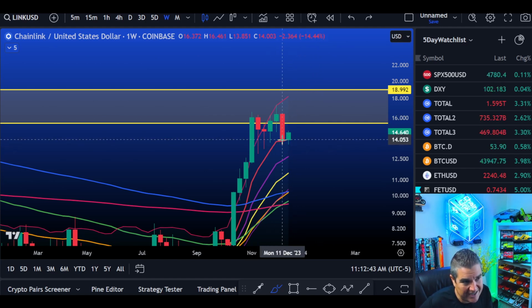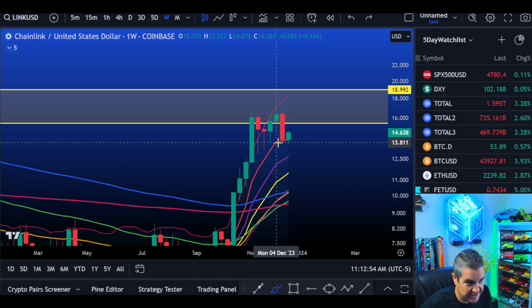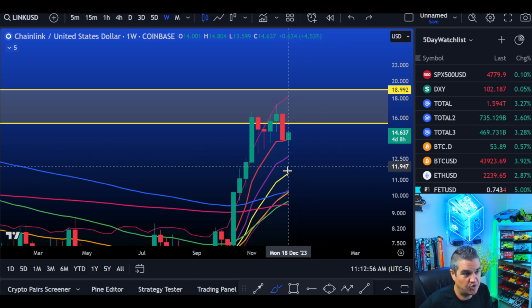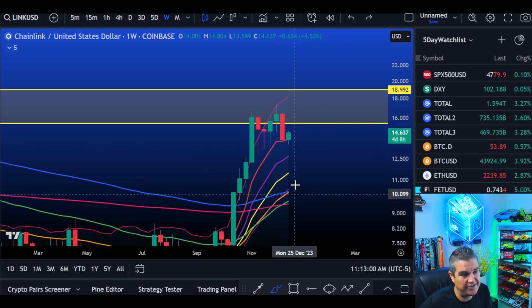Otherwise, we're watching to the downside, the EMA 8, right? That's where we held the line so far last week at close. So $14. Now, another good news for the bulls is these moving averages are rising week over week. So you're looking at kind of a worst case scenario.